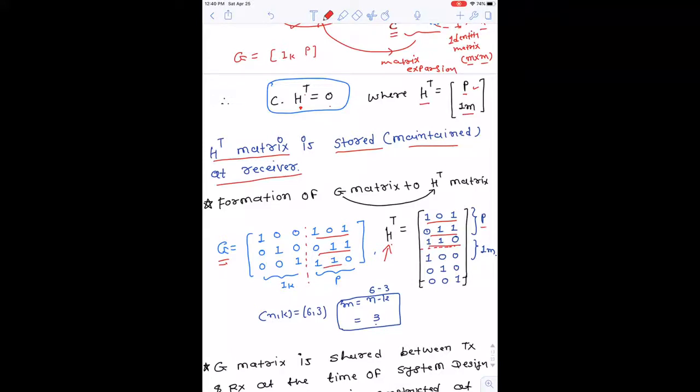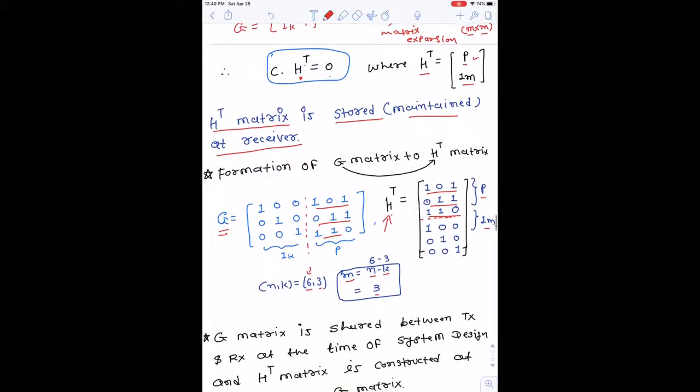Now the next part is the IM matrix, which is the identity matrix. So how many check bits are there? The number of check bits M is equal to N minus K. This code is (6,3), so the total number of bits is 6 and the number of information bits is 3. So 6 minus 3, M we get as 3. Now we form this as a 3 cross 3 matrix. In the identity matrix the diagonal components are 1 and all other components are 0.